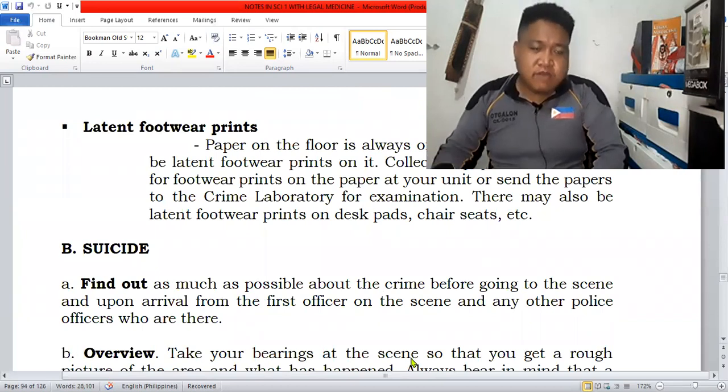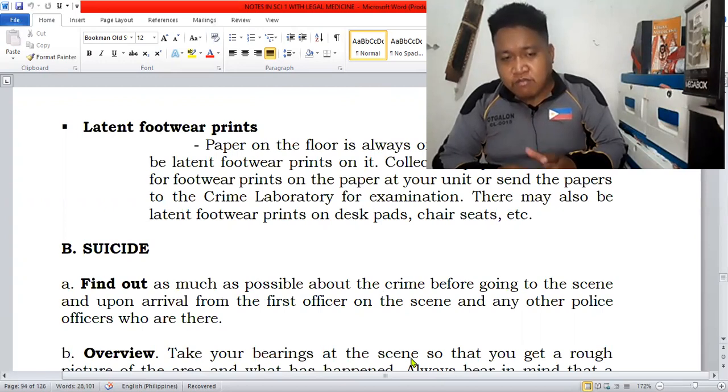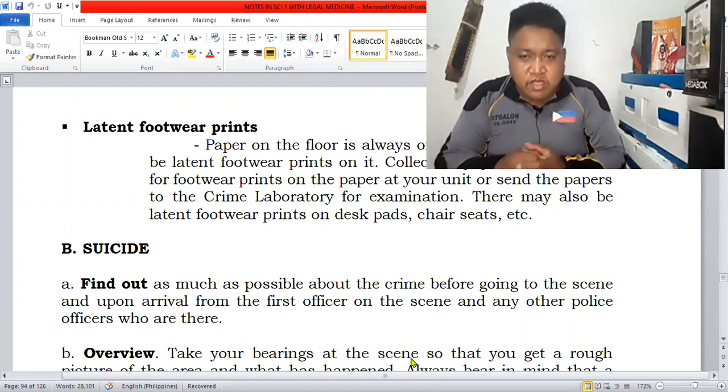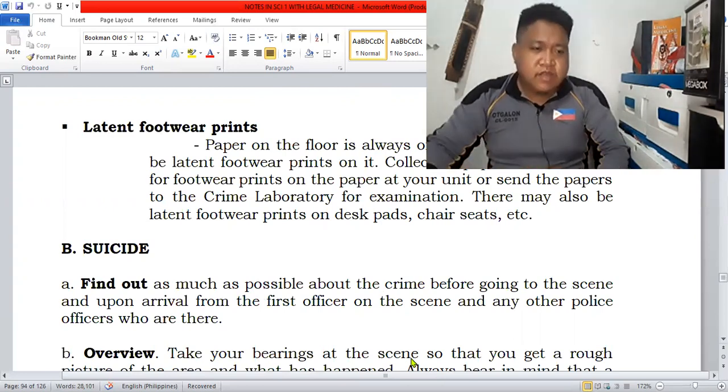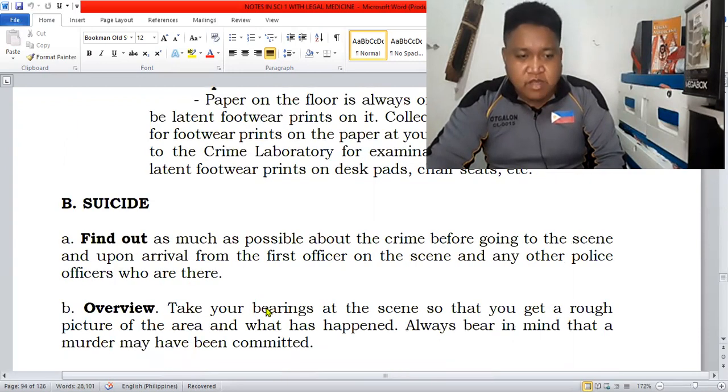Importante din yan because sometimes suicide becomes murder, suicide becomes homicide, no? That is why you have to investigate further and deeper, no, a suicide case, no, to find out if it's really that is suicide or there is a foul play. Find out as much as possible about the crime before going to the scene and upon arrival from the first officer of the scene and any other police officers who are there.